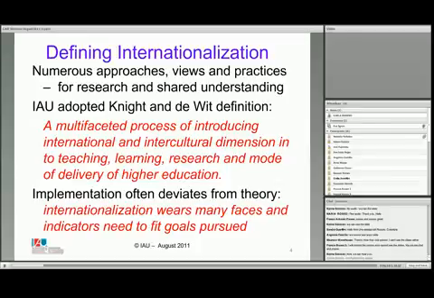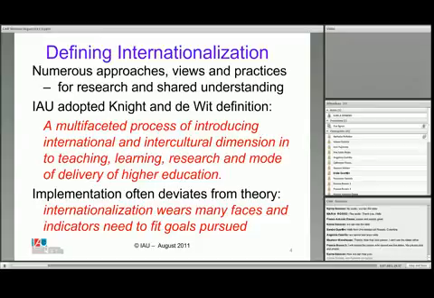As you all know, because you're practitioners of internationalization and scholars of internationalization, the way to define this process is quite varied. There are various definitions because there are numerous approaches and practices in how institutions go international. IAU adopted Jane Knight's definition, which builds on the one she elaborated with Hans de Wit, and it's simply the following. Internationalization is a multifaceted process of introducing international and intercultural dimensions into teaching, learning, research, and the mode of delivery of higher education. So a very comprehensive, all-encompassing way to describe the process.